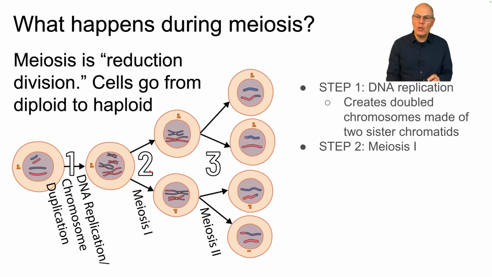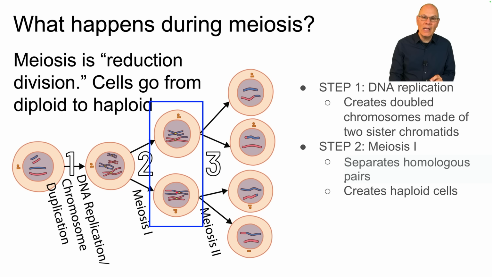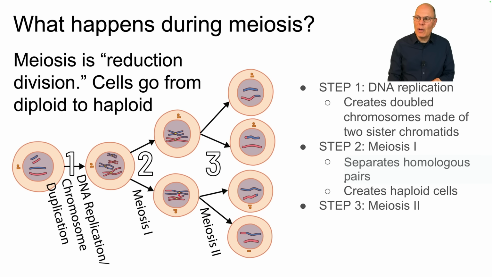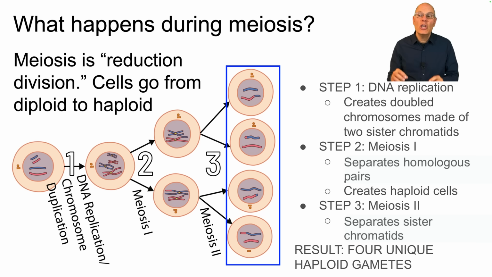In step 2, we have meiosis 1. And what meiosis 1 does is it separates the homologous pairs. So this chromosome is homologous to this one, this one, this one, and they're going to be separated. So now each of the resulting gametes only has 1 member of each homologous pair. That means it's now a haploid cell. But each chromosome is still doubled, and that's why we have meiosis 2. What meiosis 2 does is it separates the sister chromatids. The result is 4 unique haploid gametes.